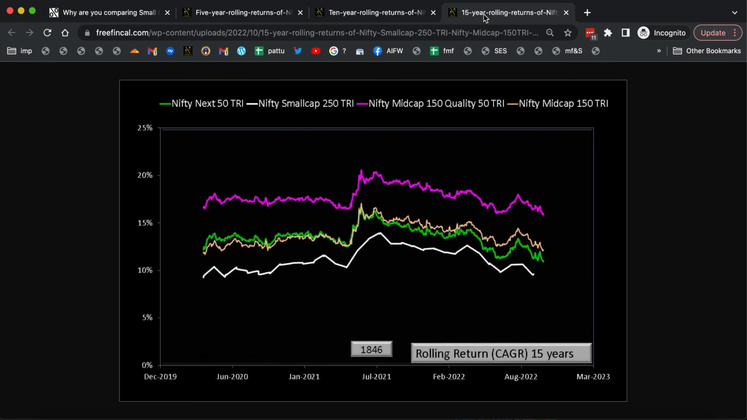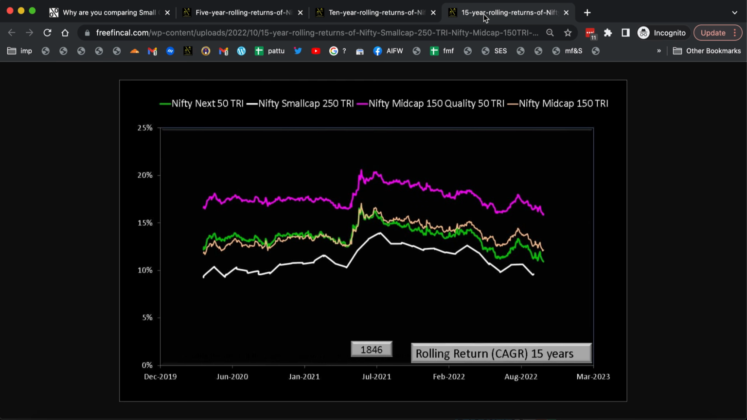Which means that if I have a small cap mutual fund and it has beaten the small cap index, that doesn't mean that the small cap mutual fund has beaten the Nifty Next 50 or the Nifty Midcap 150. That matters because the Nifty Next 50 and the Nifty Midcap 150 are available as index funds at a much lower price. So when you are able to get a higher return at a much lower price, why do you want to take the risk of investing in an actively managed small cap fund? And sometimes it will beat these indices, sometimes it will not.